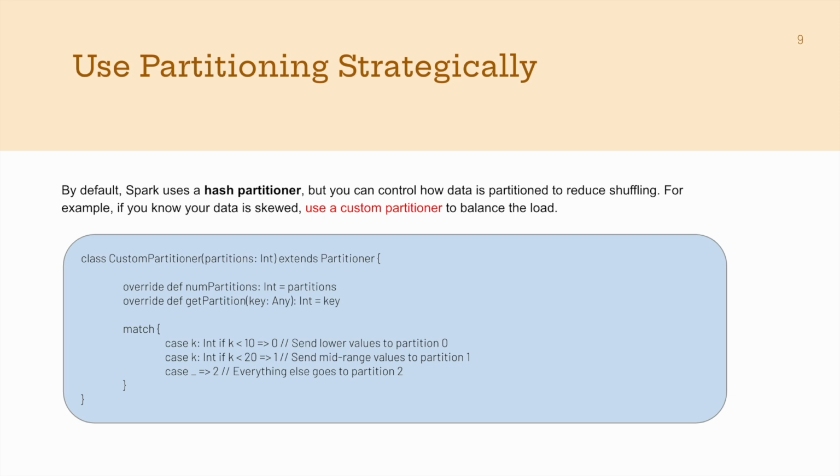We are creating a custom partitioner which extends Partitioner, and then you override numPartitions and getPartition. And here, what I'm doing is, if k is less than 10, we are saying move it to partition 0. If k is less than 20, move it to mid-range values, partition 1. If anything else, move it to partition 2. So this is just an example, and should not be replicated in real practice, but you can use your own partitioner when you think your data is skewed.